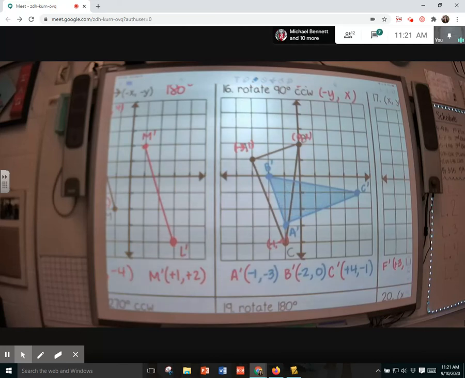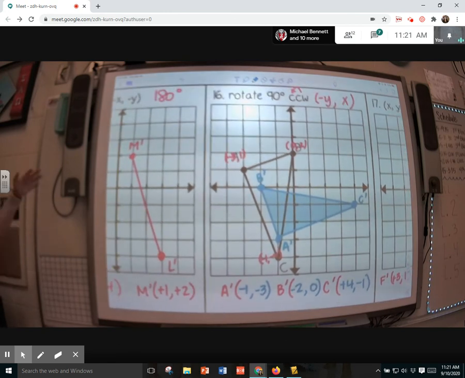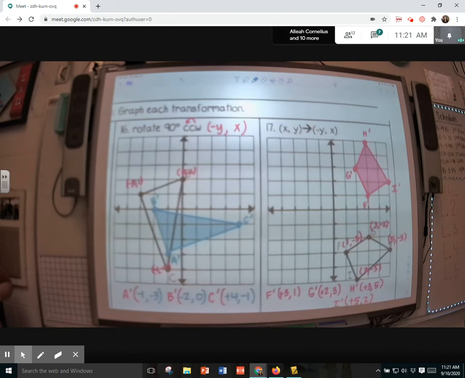Okay, so if you look at number 16, you can see that you took that shape and you rotated it 90 degrees counterclockwise. But make sure when you're doing it with patty paper, go back and label your new points, and you need to write out your coordinates on a quiz or a test. It's not required to write out coordinates on this paper, but it's good practice. And then there's number 17 in case you didn't get all of it.